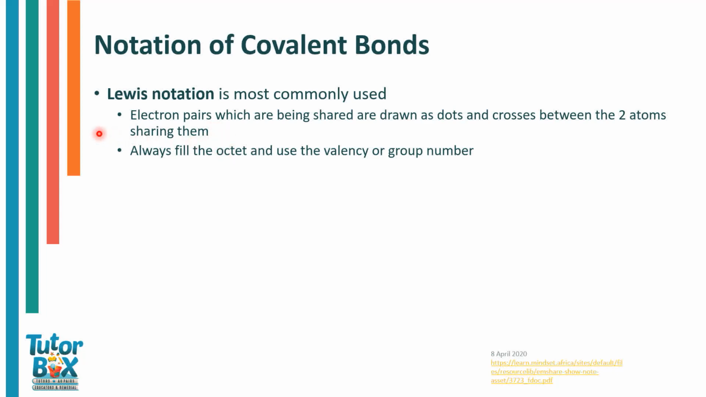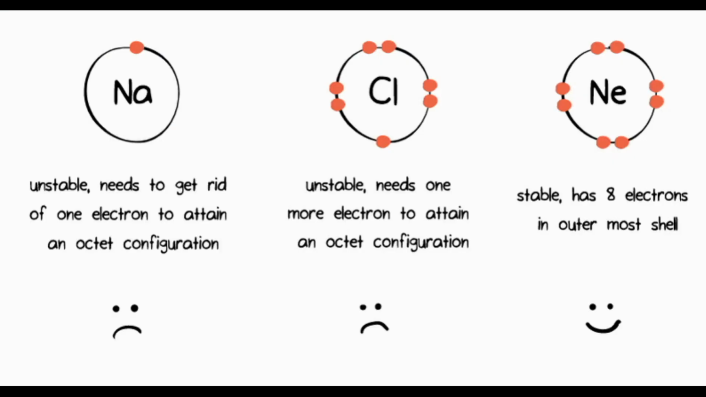So your electron pairs, which are being shared, are drawn as dots and crosses between the two atoms sharing them. You always fill the octet, so remember you've got your element, and you've got 1, 2, 3, 4, 5, 6, 7, 8 around it. And you use the valency or group number.